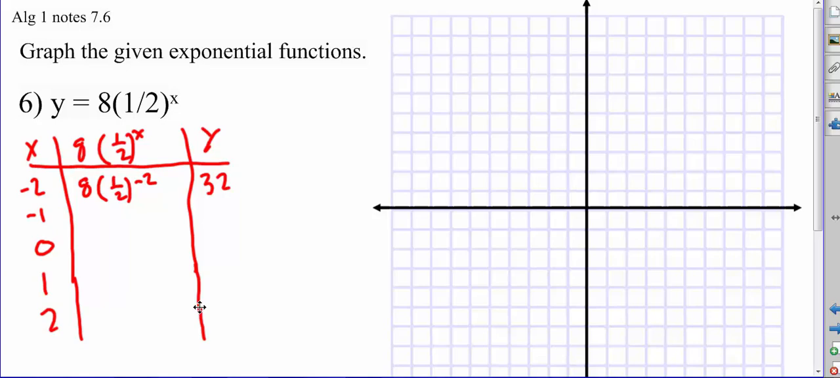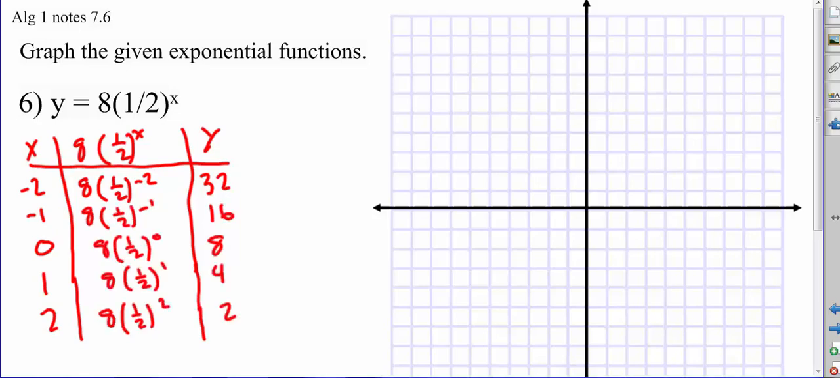Pause it. Stop the video. All right, welcome back. If your points don't agree with mine, figure out who's right between us. I think it's me, but I've been wrong before. All right, so I'm going to start graphing here. You notice the first 2 points, -2 and 32, -1 and 16, those are way off the screen. So I'm actually going to start with 0 and 8, and then 1 and 4, 2 and 2.